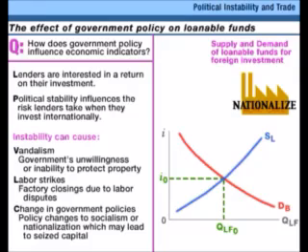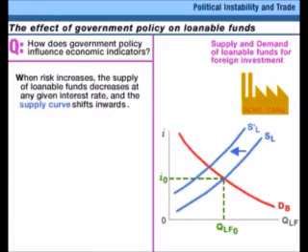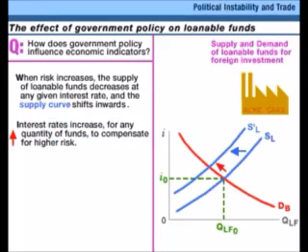We show this in the diagram as an inward shift in the supply curve for loanable funds. Now, there are two ways to interpret this inward shift. At any given interest rate now, lenders are willing to supply a smaller quantity of funds for fear of losing their investments. Another way of thinking of this is, to get any given quantity of loanable funds, lenders have to receive a higher interest rate to compensate them for the risks that they are taking.